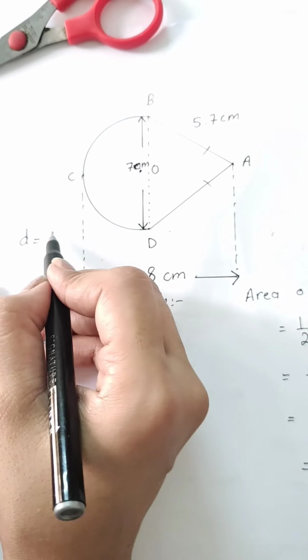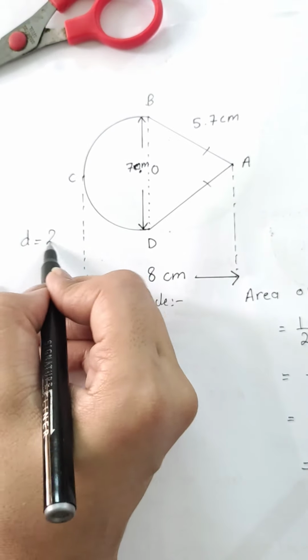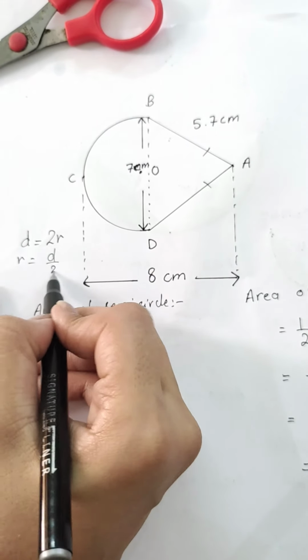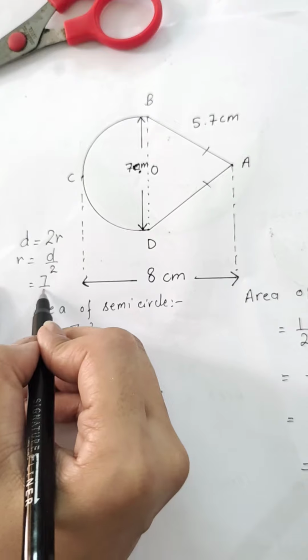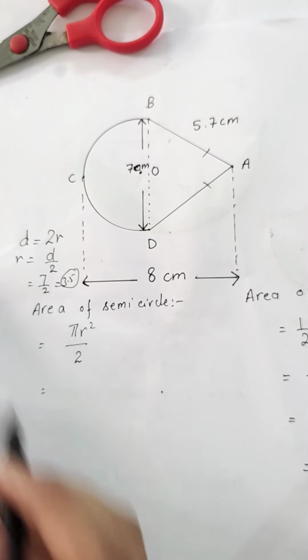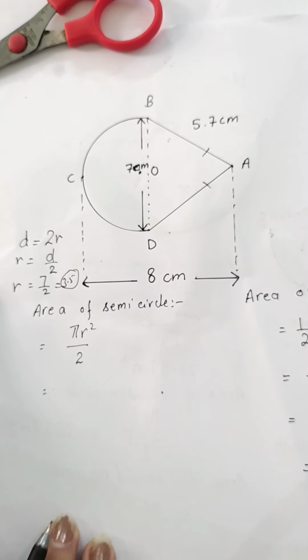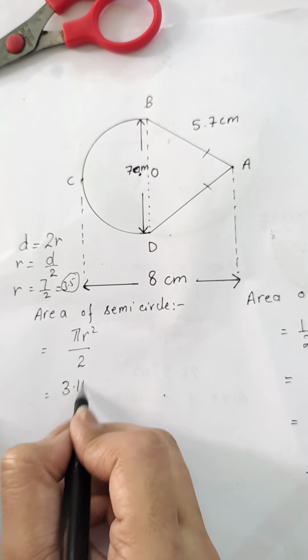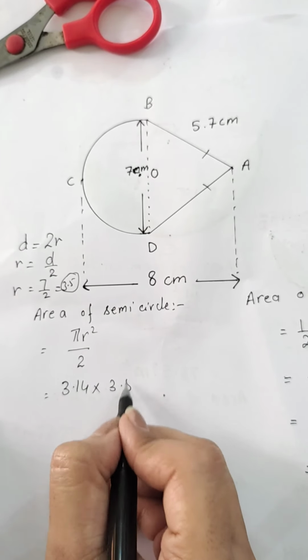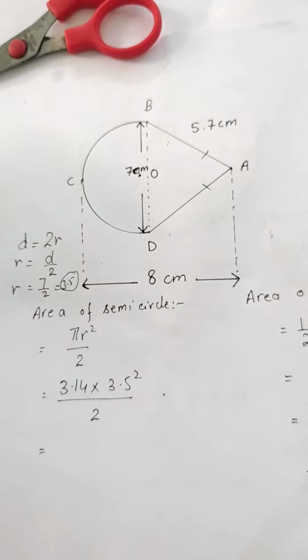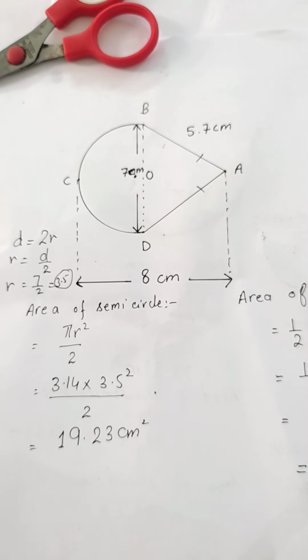Diameter is equal to 2r and r is equal to d divided by 2. The diameter is 7, divided by 2 is equal to 3.5, and this is the radius. Now putting the values: 3.14 multiplied by 3.5 square divided by 2. After simplification I will get the answer.